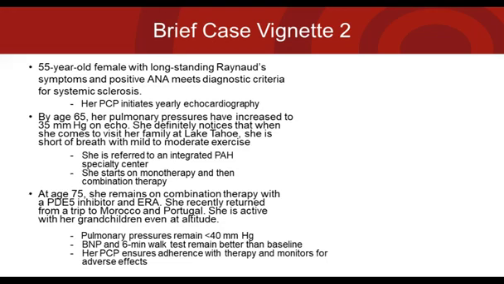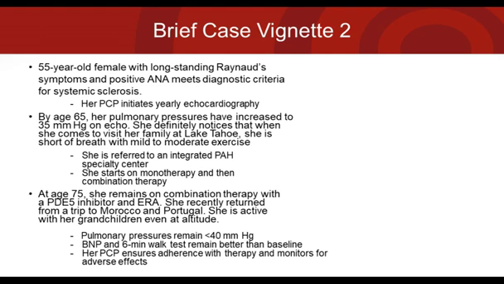Never been a big exerciser. She didn't notice it as much as her family noticed it. But even she became short of breath even with mild exercise. So based upon the symptoms and the high pulmonary pressures, she was referred to an integrated pulmonary arterial hypertension center, started on monotherapy, then when the data came out with combination therapy, she was put on combination therapy.